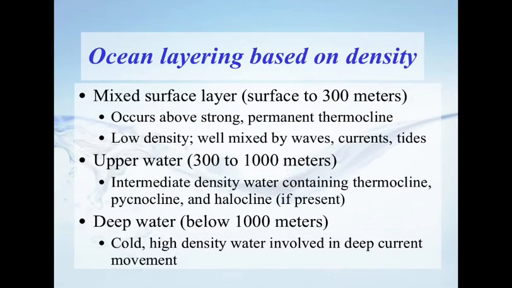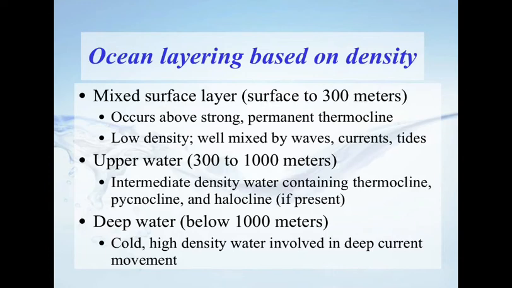This gives rise to the layer cake idea of the ocean. And this is going to be a really important concept for the rest of this course, so pay attention. We have a mixed surface layer at the top. It's basically the top to 300 meters. Some books will say 200 meters. This tends to be the least dense water. It's well mixed. It's affected by the waves, currents, tides. It interacts with the atmosphere. It frequently has the largest amount of dissolved gases in it. And it's what occurs above a strong permanent thermocline.